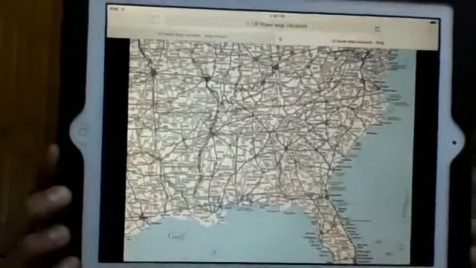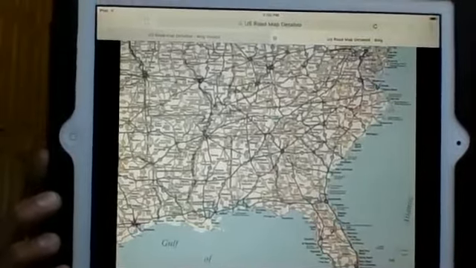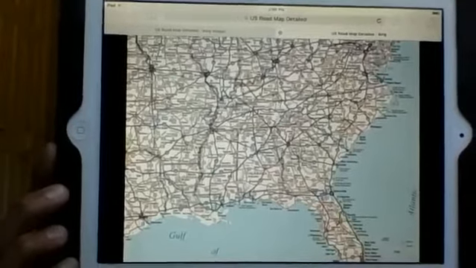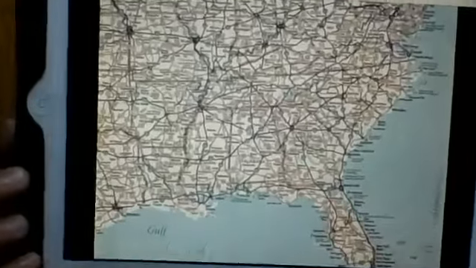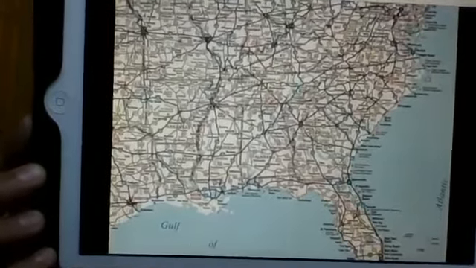Just like this road map right here. You can see Florida down at the bottom. And you can see all the lines. Those represent different roadways, different interstates, whether it's the turnpike or 95 or all these different roads that could go from smaller towns to bigger cities and anywhere in between.